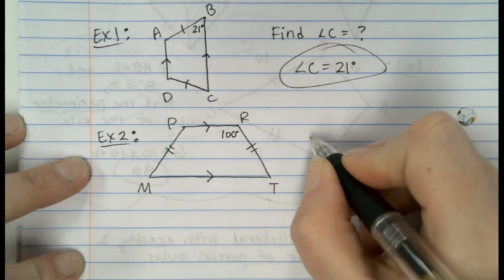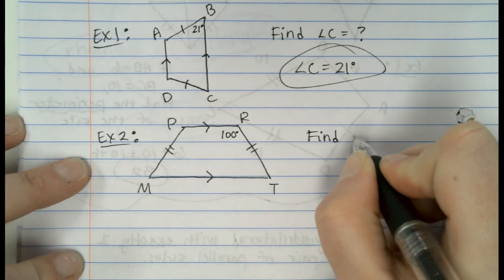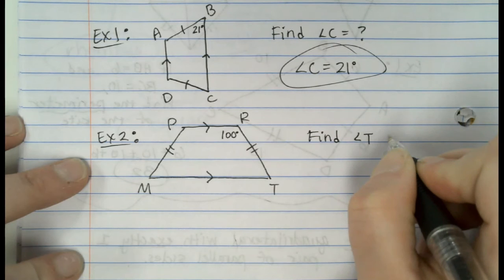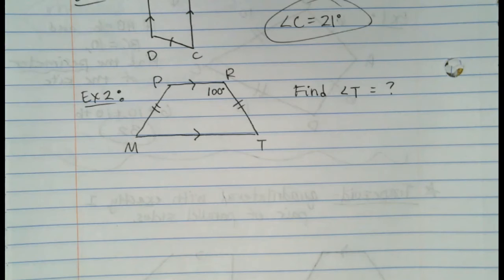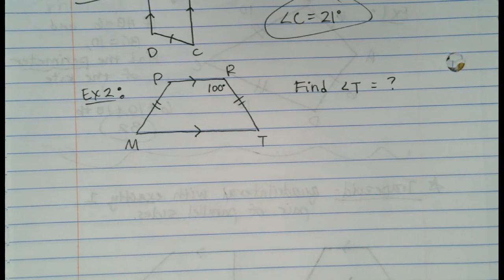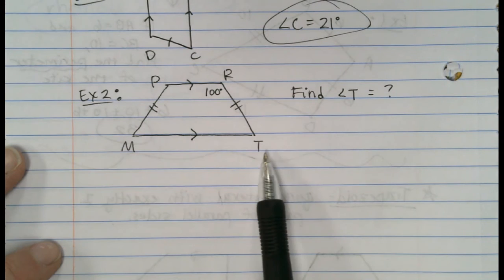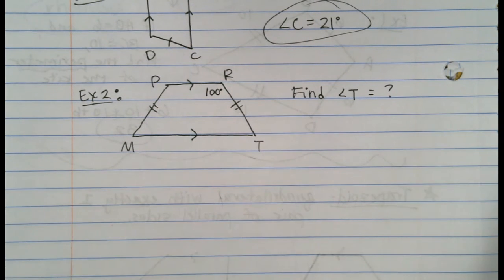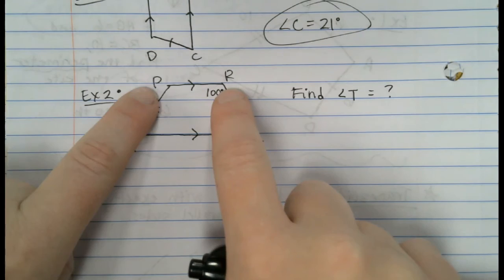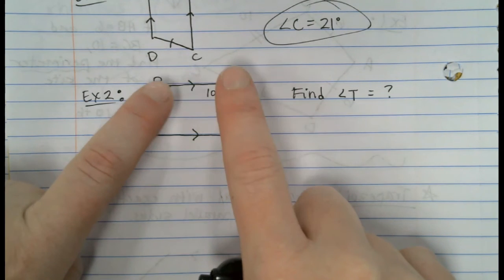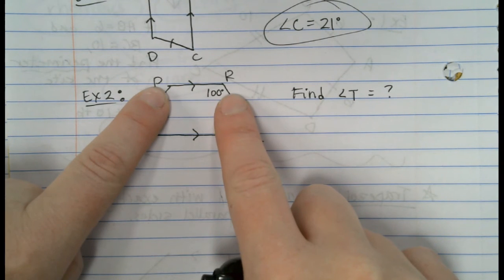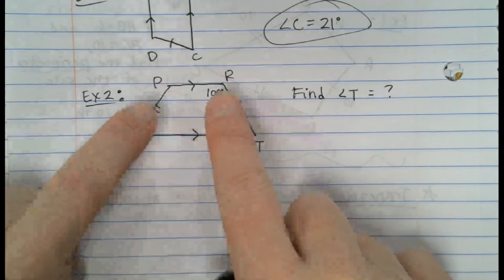All right, now this one's going to be trickier. Maybe I shouldn't do that, but I am. All right, now this one's drawn just like the one at the top. I'm giving you angle R is 100. I want to find angle T. So first of all, your top angles are equal. So these are both how much? 100. And then your bottom angles are equal.